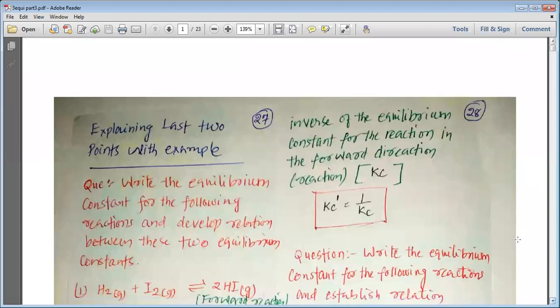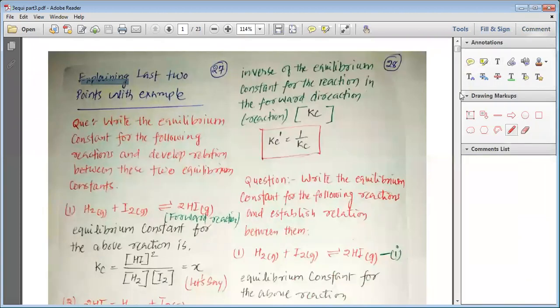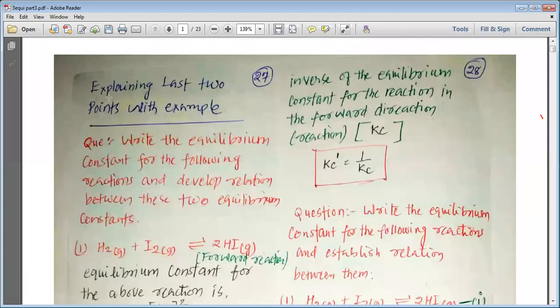Can you see the screen now? Yes, sir. Can you read the first point, what I'm underlining? Please read it, my dear students. Can you read this? What is written over here? Any one of you? Yes, sir. Please read it for me.